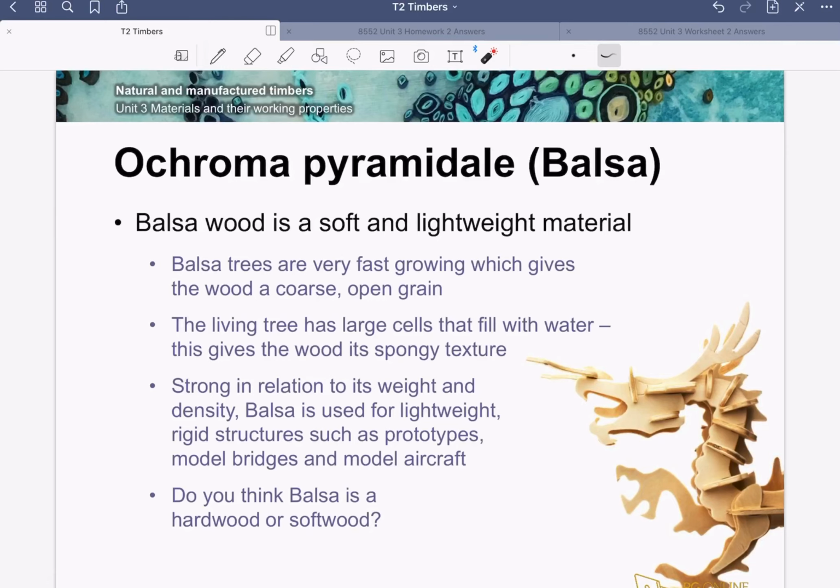Balsa wood is soft and lightweight, but balsa is classed as a hardwood. We'll often see balsa used for model boats, model aircraft, etc. And these things are very, very lightweight. It's still quite strong in relation to its weight. It makes great little structures. So often you'll see this used in model making and great for prototyping.